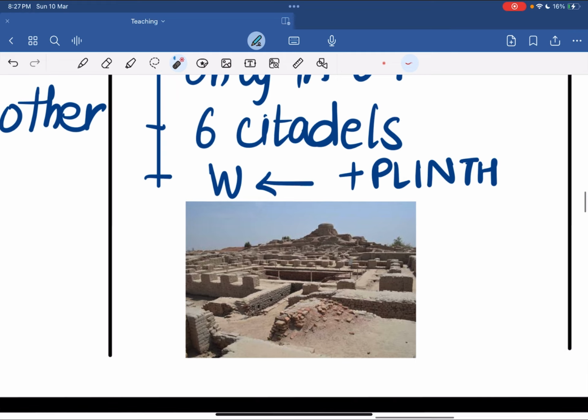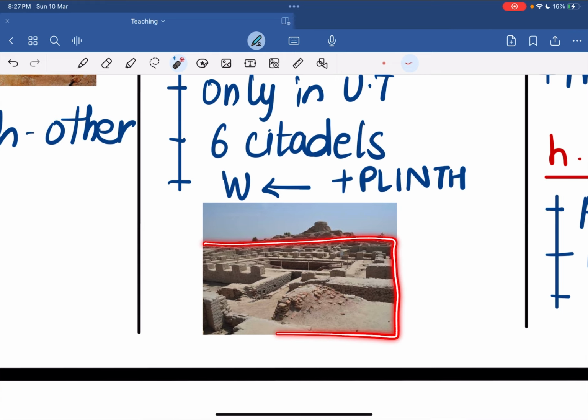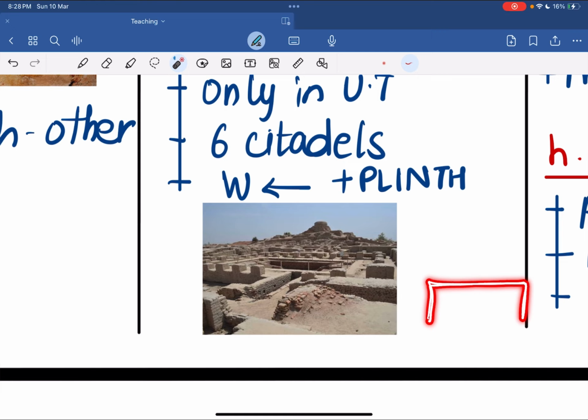Let's zoom into the picture. This happens to be our lower town. Citadel is on a plinth. Plinth कुछ नहीं होता है, एक raised surface को plinth कहते हैं. तो जो citadel था वो एक plinth पे बना हुआ था, इसीलिए वो दूर से हमें दिख रहा है.